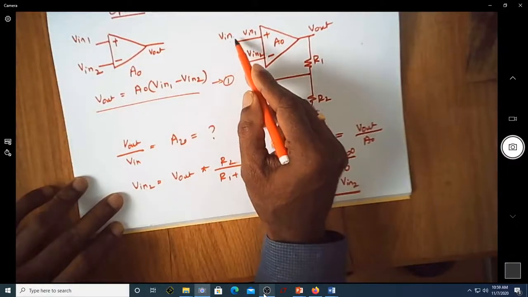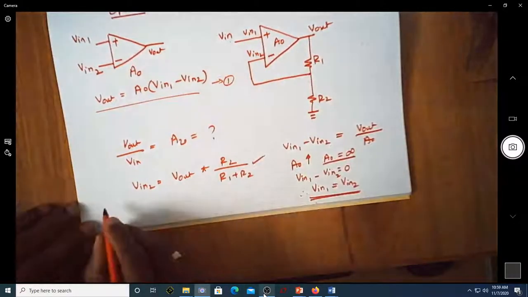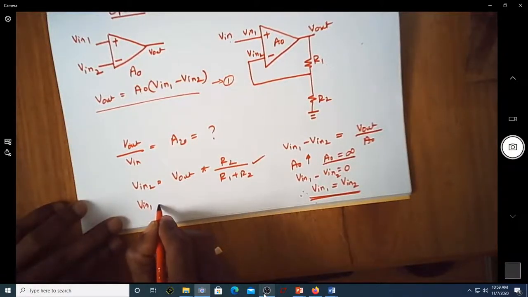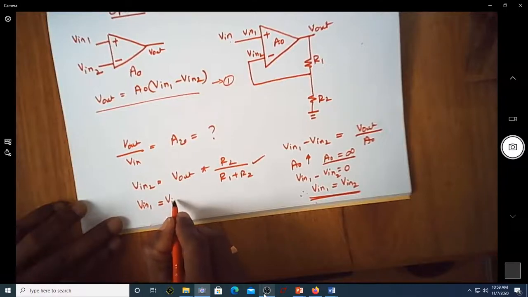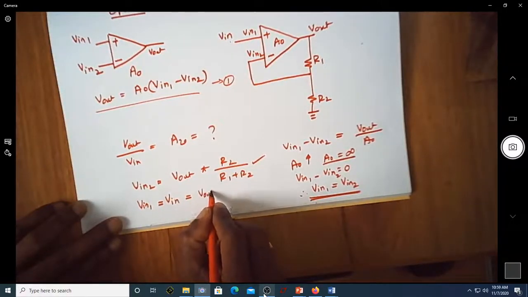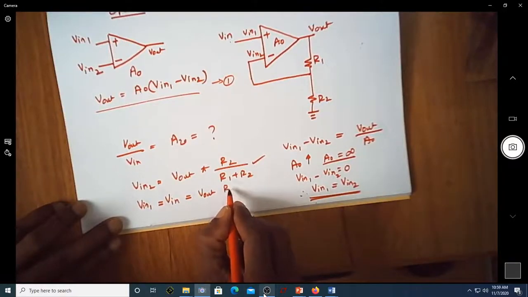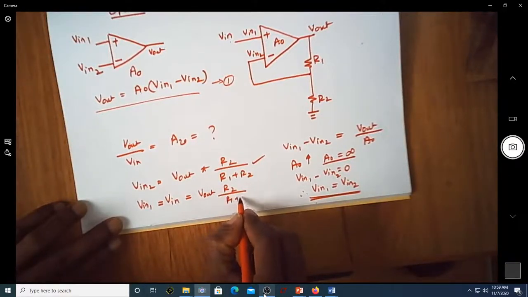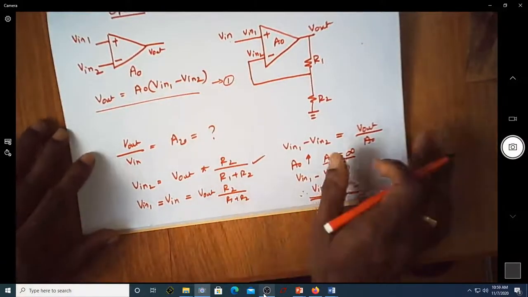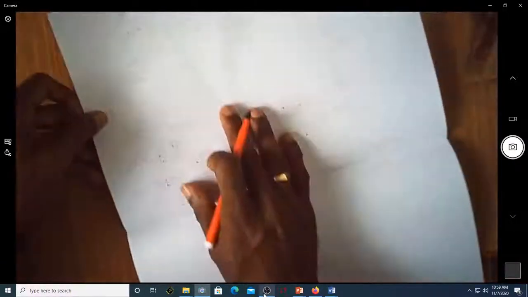If you can see this here, this is V in 1. Is the input voltage applied to V in 1? So I can write this as V in 1, which is also equal to V in. Can I write V in is equal to V out multiplied by R2 by R1 plus R2? But what is required is I want to know the ratio of V out by V in. So I will rewrite that.